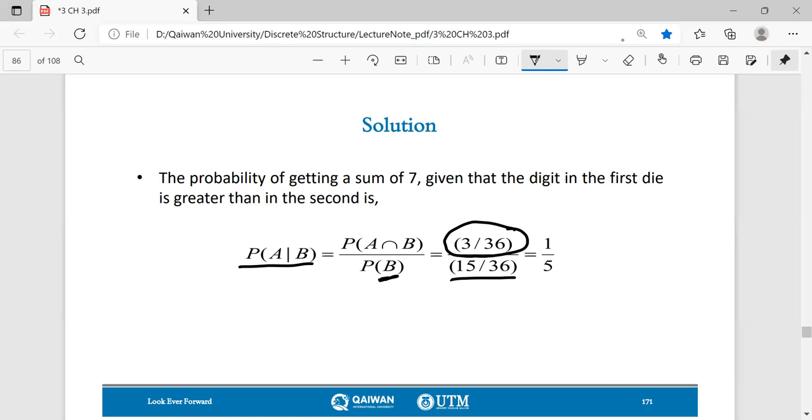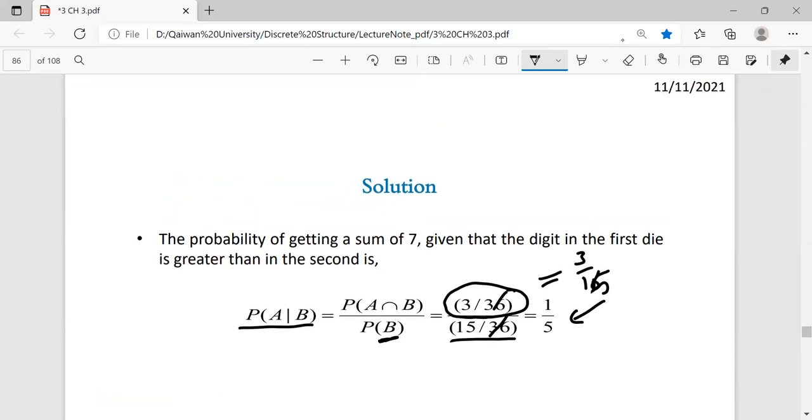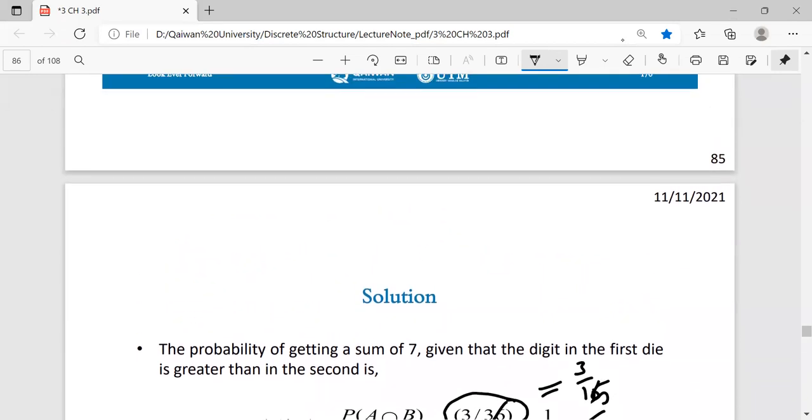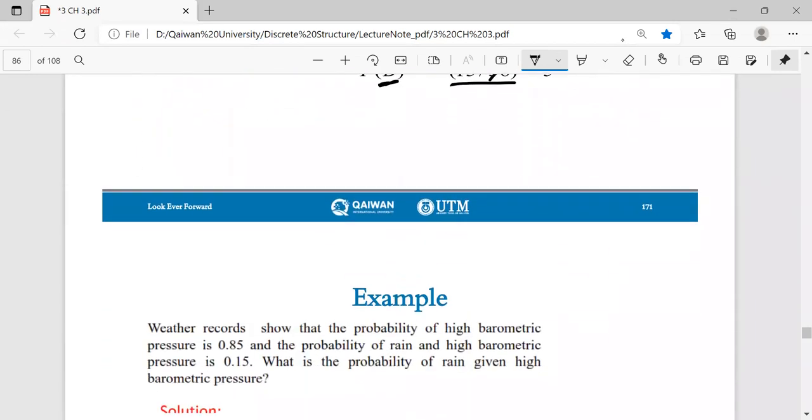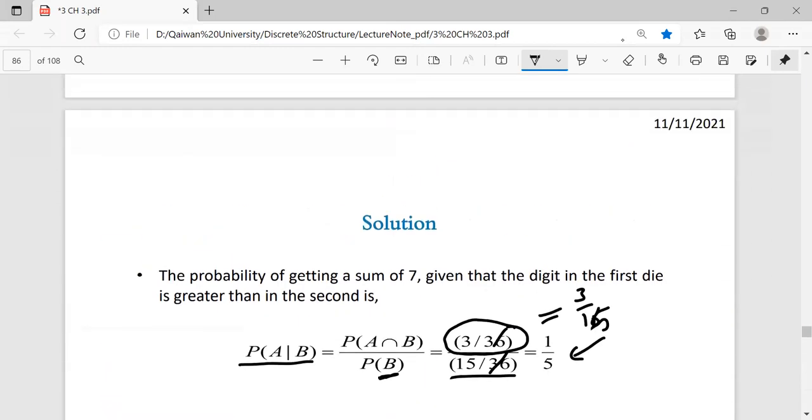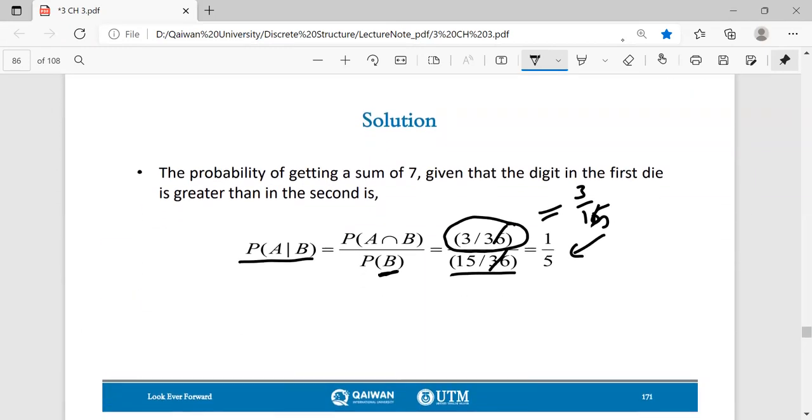Okay? Here, we simplify this. The 36s cancel out. We get 3/15, and that equals 1/5. We divide both above and below by 3. We get 1/5. Okay. Do you have any questions? It's only applying the rule of conditional probability, nothing else.